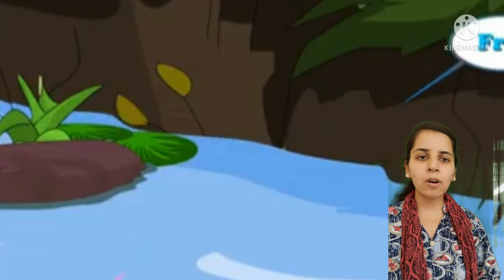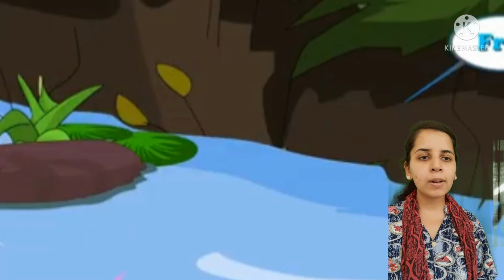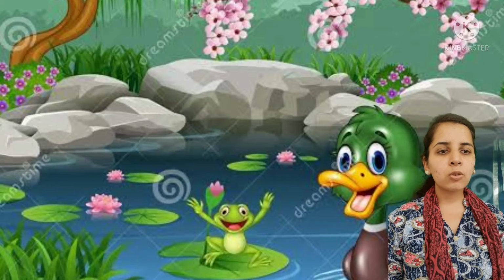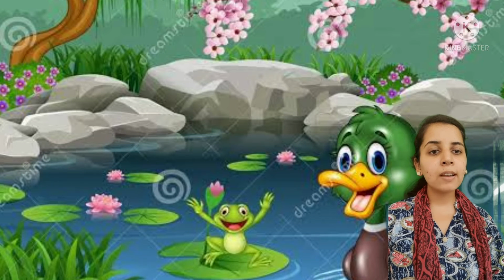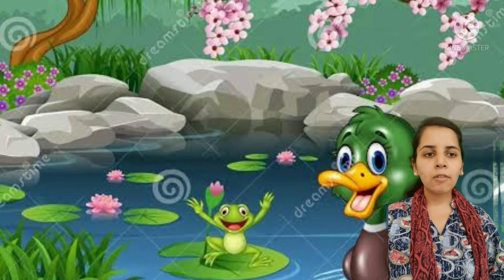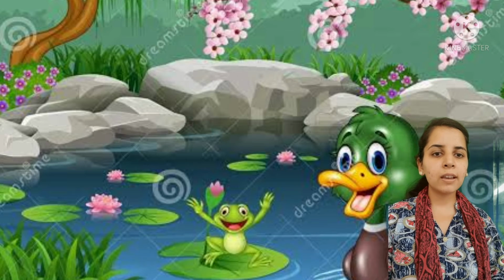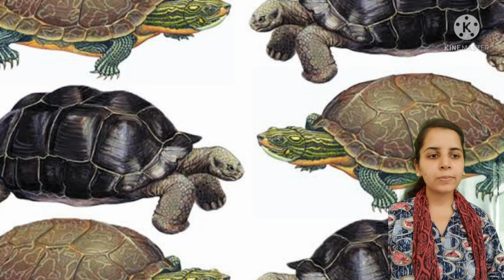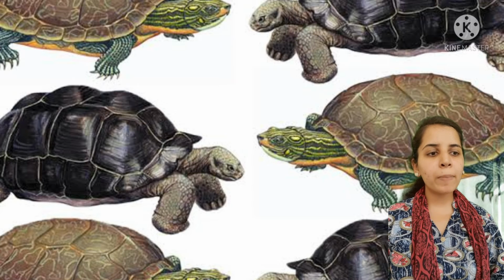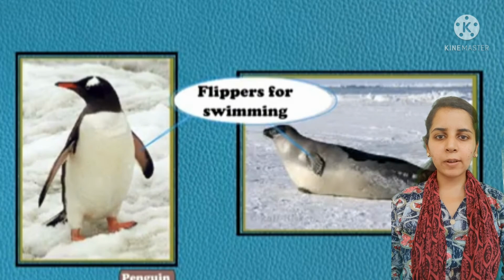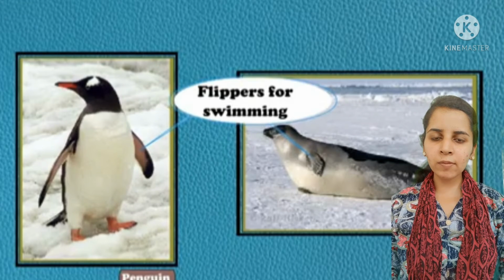And what about water animals? The animals that live in water are called water animals, like fishes. Fish move with the help of their fins. But frogs and ducks use their webbed feet to swim. Turtles have 4 paddle-like limbs to push the water back and move forward. And animals like penguins and seals swim in the water with the help of flippers.